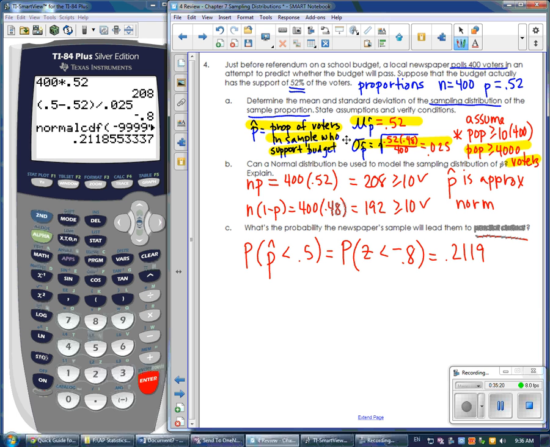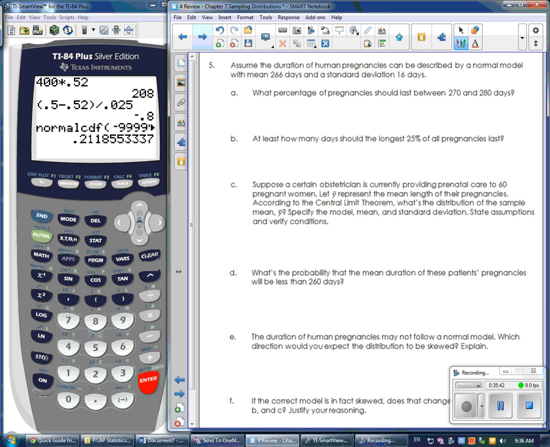In part B, I need to see the conditions, and I need you to tell me that p hat is approximately normal. When it comes to the probability section, I want to see the notation in terms of p hat. I want to see the z-score, and obviously I want to see the probability. So pretty much everything that I've written here is what you need to demonstrate on your test in order to get full credit. Okay. Let's take a look at the next problem.